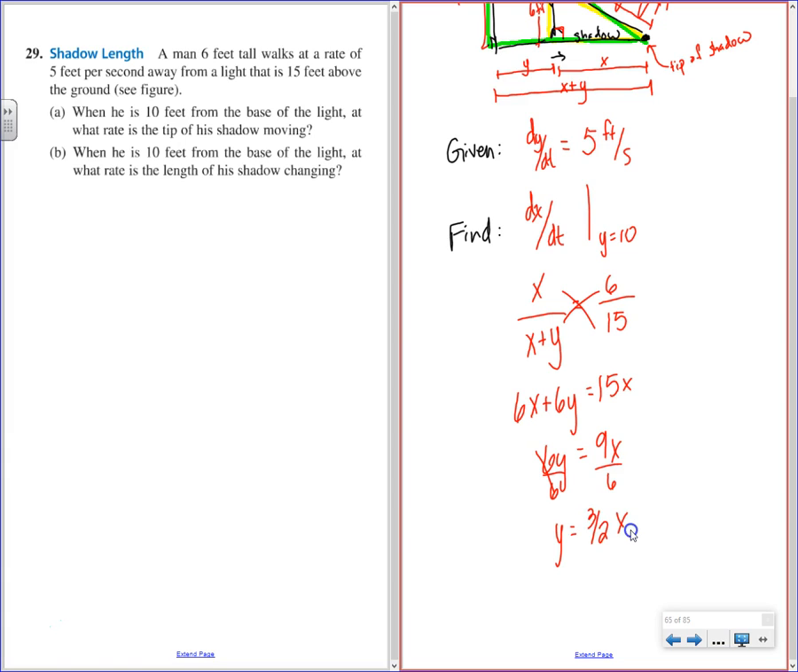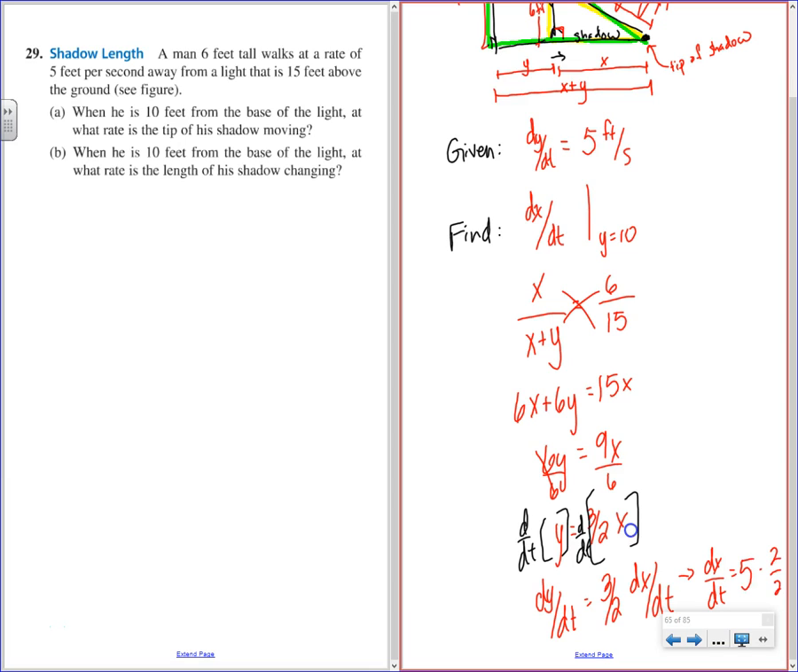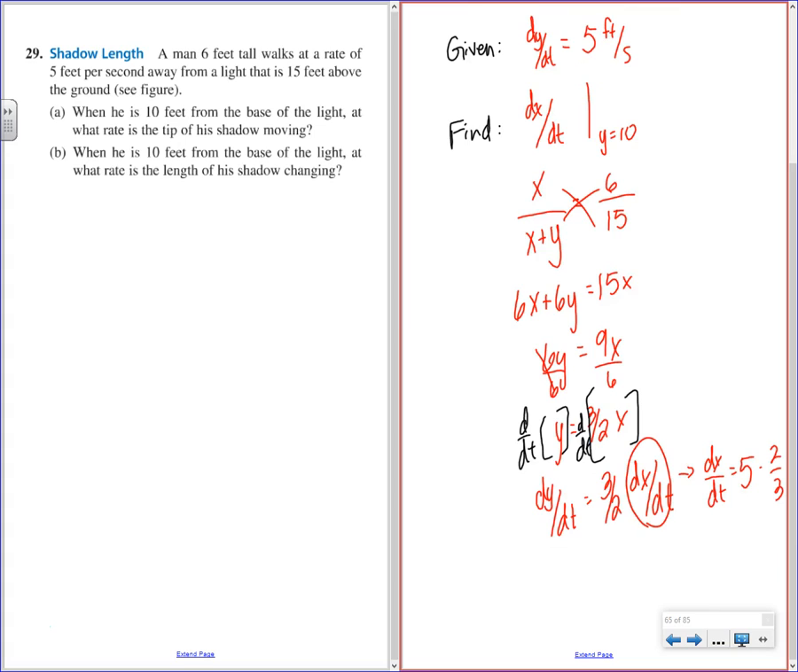Hey, let's take a derivative. That's the whole point, d/dt. We didn't need Pythagorean. We didn't need trig. We could just use similar shapes have proportional sides. That's all we could use, actually. So dy/dt is equal to 3 halves dx/dt, which, after we plug and chug the 5 feet per second, we can say dx/dt is equal to 5 times 2/3, multiplied by the reciprocal to get rid of the 3 halves, to get dx/dt alone, because he's who I wanted.